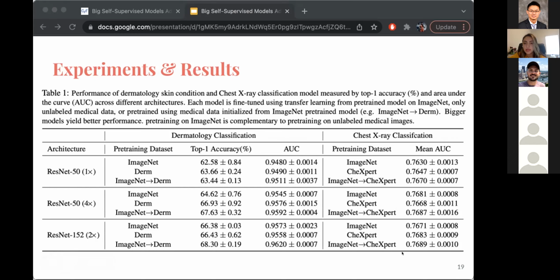And also for the chest X-ray data set, we can see that they were able to achieve the highest result with the pre-training on ImageNet plus the CheXpert data sets.